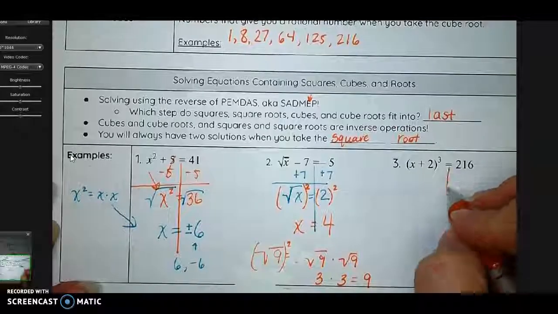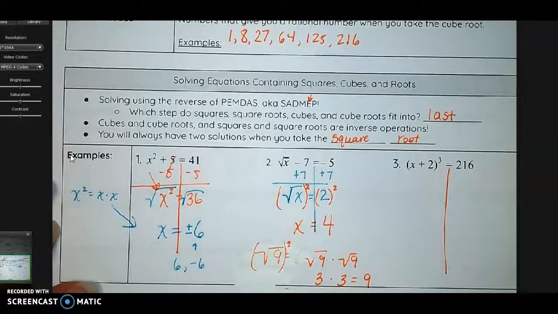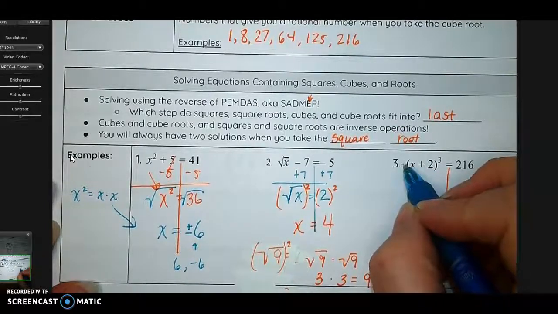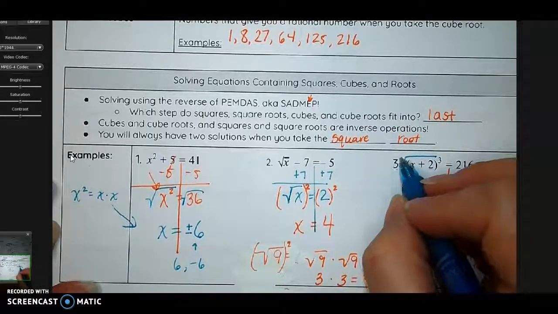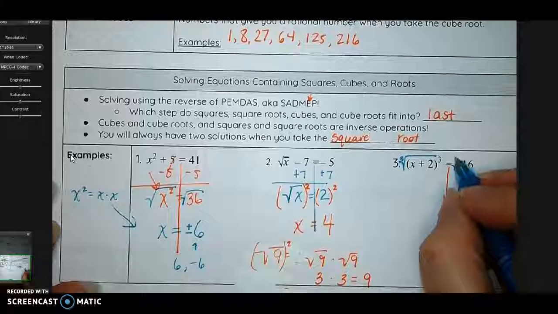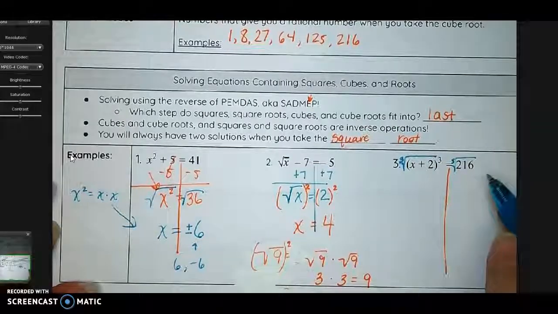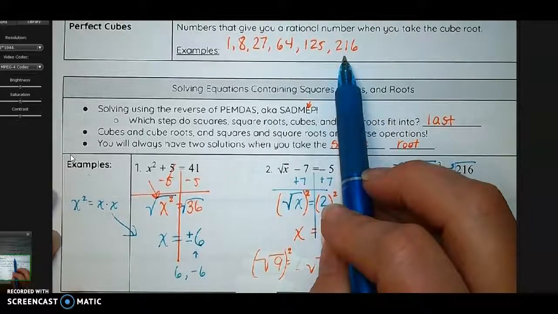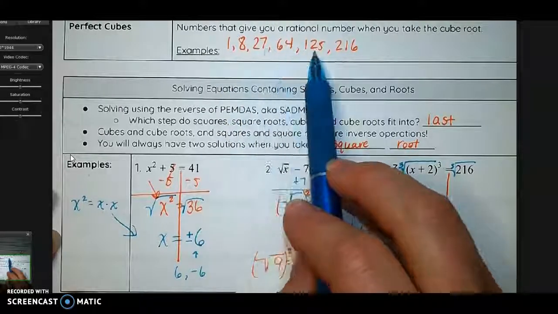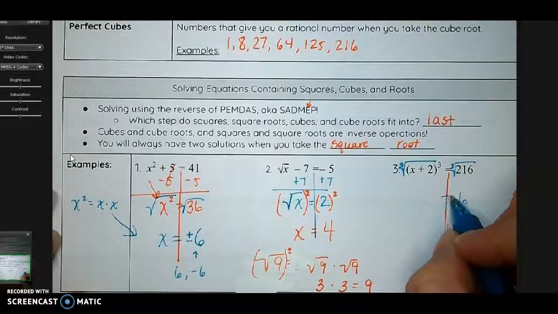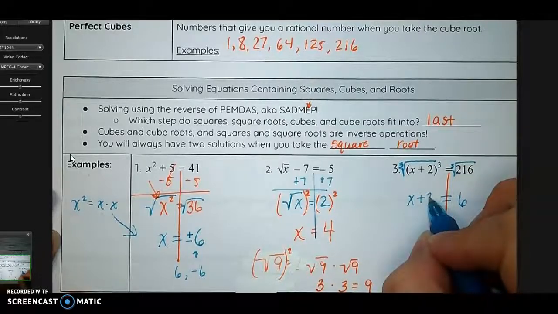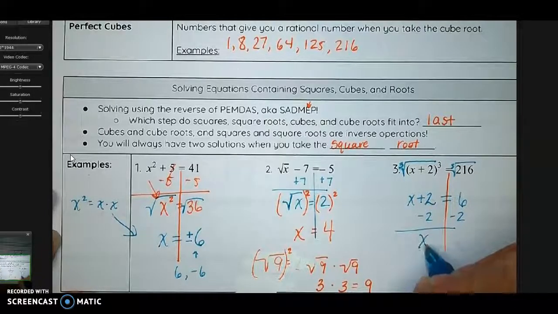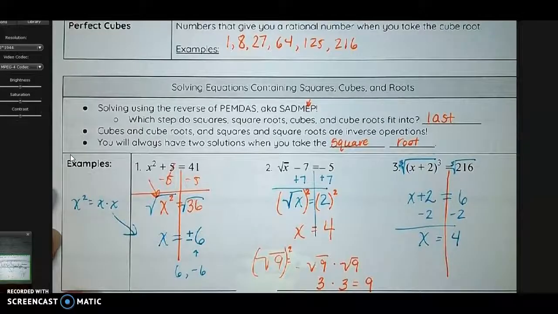This one right here, I'm going to do something a little different. I am doing the cubing of this. I'm cubing it. So I'm going to go ahead and make my first step the cube root. And part of the reason I'm doing that first is I recognize that 216 is a perfect cube. And so this is 1, 2, 3, 4, 5, 6. So I know that's going to give me 6, and then that will just give me x plus 2 over here. And then I subtract 2, and x equals 4.